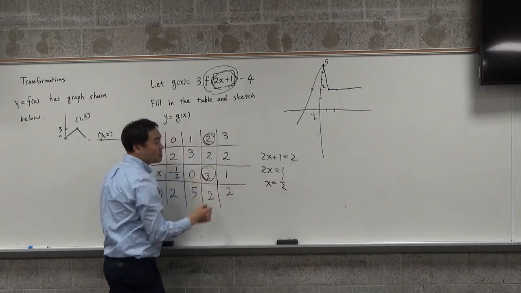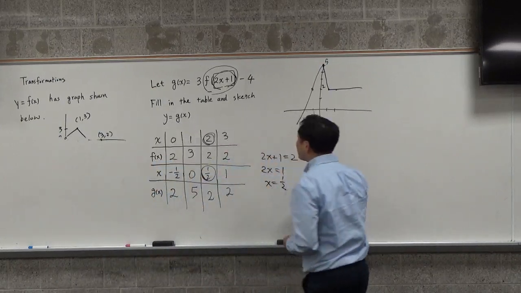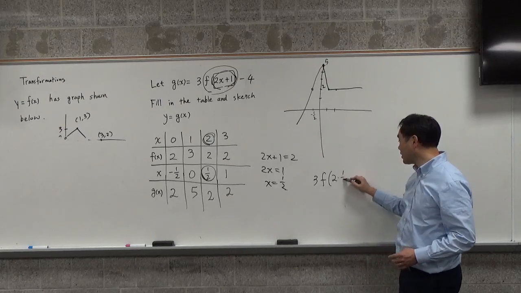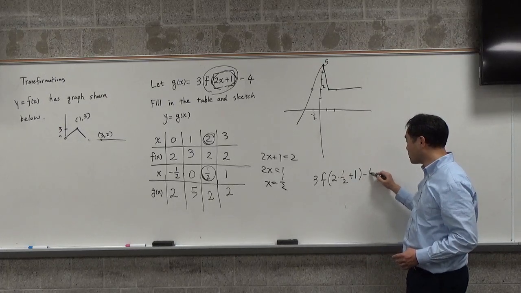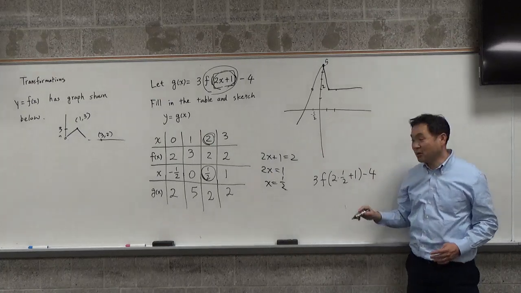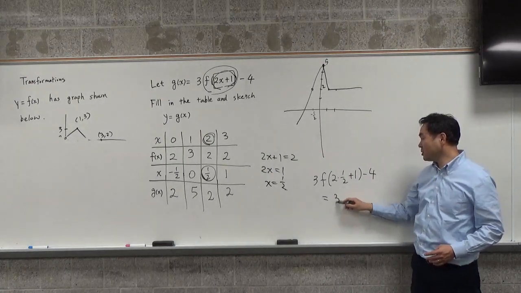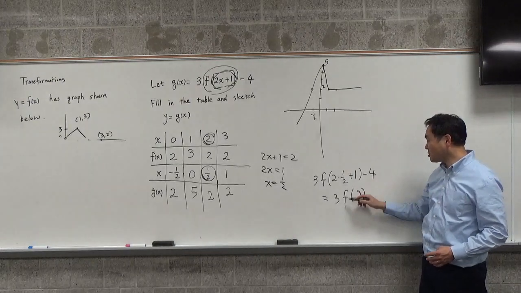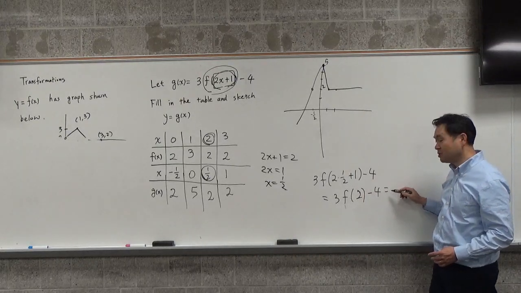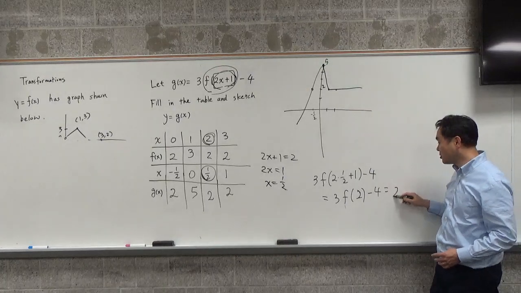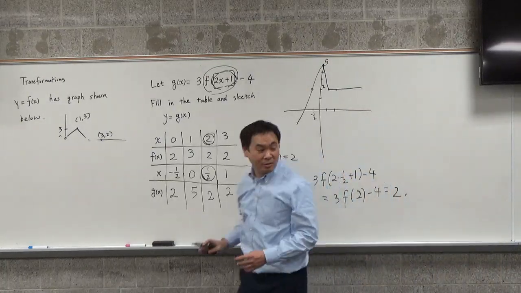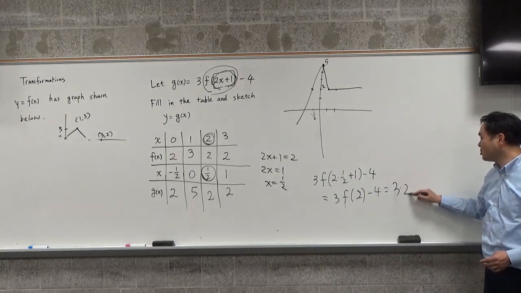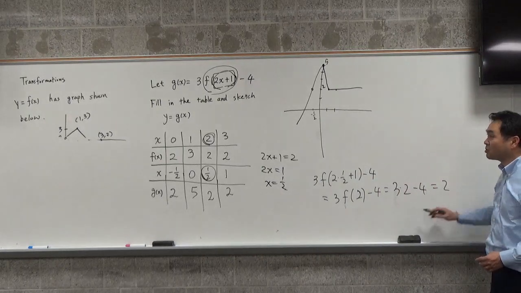So that's 1/2. Now let's track what happens if x is 1/2. 2 times 1/2 plus 1, minus 4. Let's track this value. That's 2. 3 times f of 2. What's f of 2? f of 2 is 2. Done. Oh, no, sorry. f of 2 is 2, so 3 times 2 minus 4, that is equal to 2.